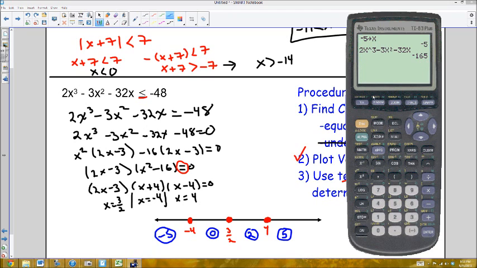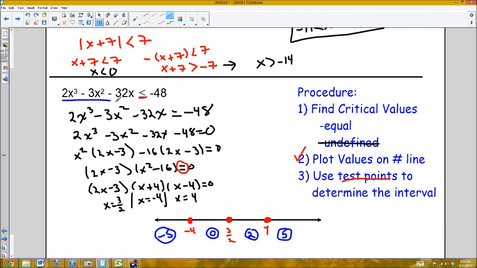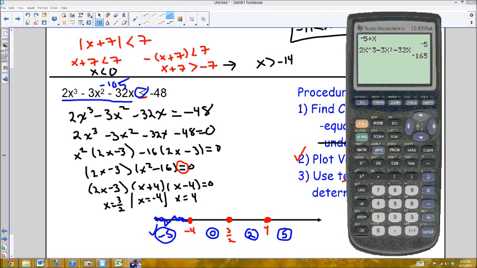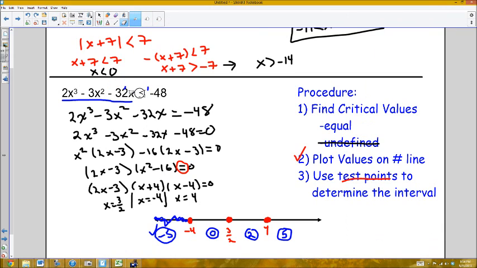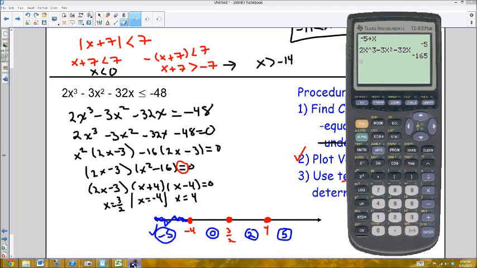So how I interpret this test value is negative 165 is what this entire expression is. And since that is less than 48, this value works. So since that works, all of these points will be included in my interval. Okay, so let's pull that back up. Let me erase this. I'll pull my calculator back up, and I'll do another test point.